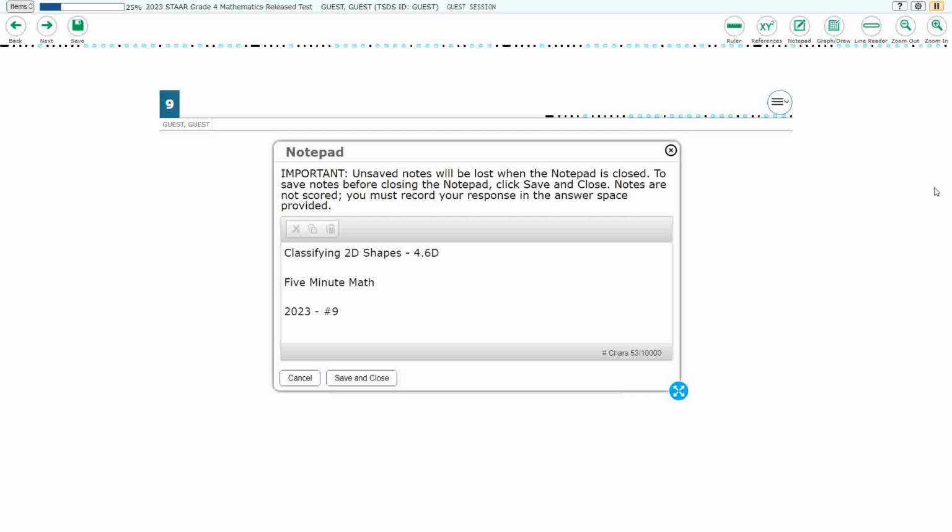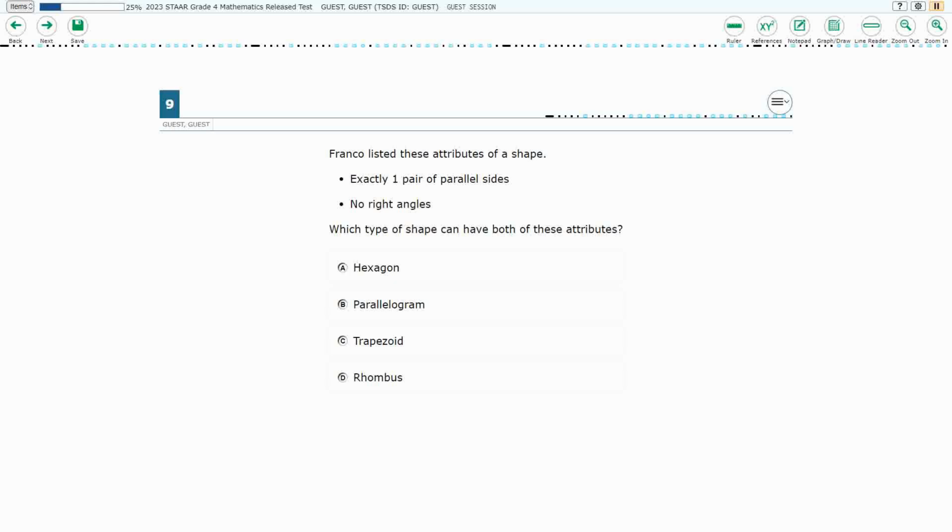Today we are looking at the fourth grade concept of classifying 2D shapes. This is standard 4.6D in the great state of Texas, and we are using item number 9 of the 2023 released STAAR test. If you haven't done so already, please go ahead and take a moment to pause the video, work this problem out on your own, unpause it, and we will look at our answers together.